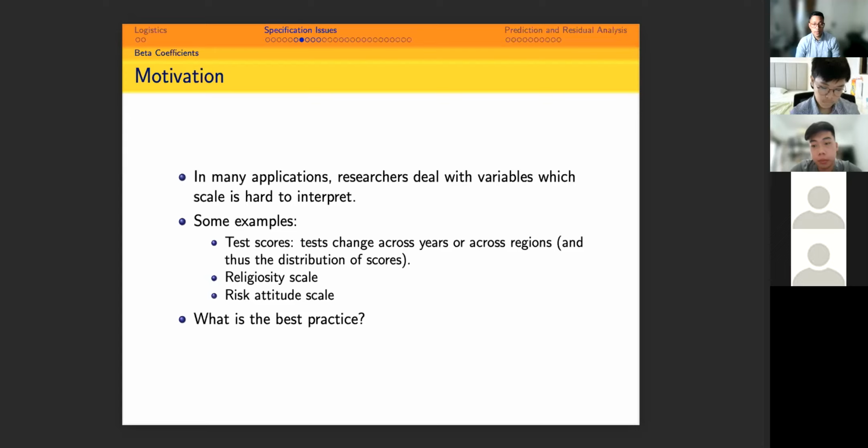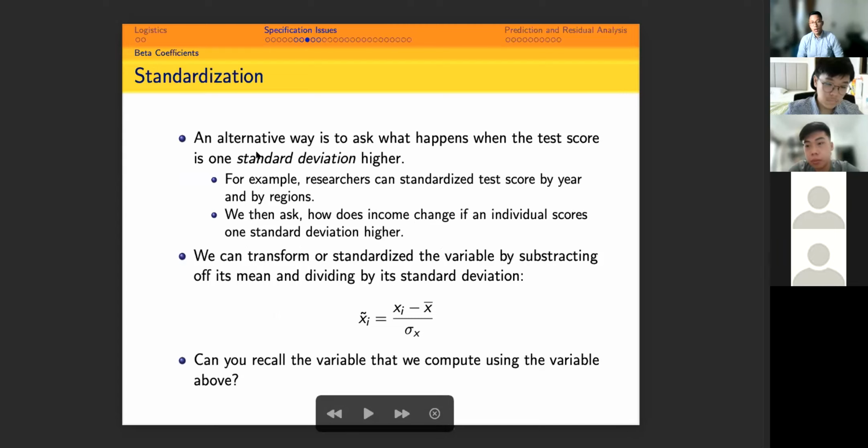Given this variance in the variables that we use in the regression, what is the best practice? Another alternative is to ask what happens when the test score is one standard deviation higher. So instead of just running the regression on the variable test score, we're going to do some adjustment. The adjustment that we would like to make is called standardization.